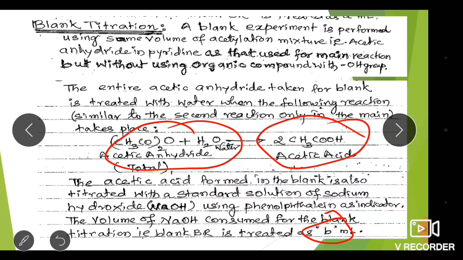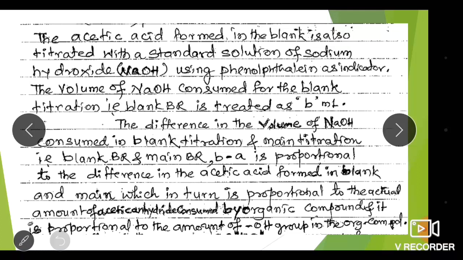By making the correction, the calculation from the blank and sample lets us determine the amount of sodium hydroxide required to neutralize the acetic acid, and from this we can determine the amount of hydroxyl group present in the given compound. The acetic acid formed in the blank titration is also titrated with standard sodium hydroxide solution using phenolphthalein as an indicator. The volume of NaOH consumed for the blank titration is treated as B mL.